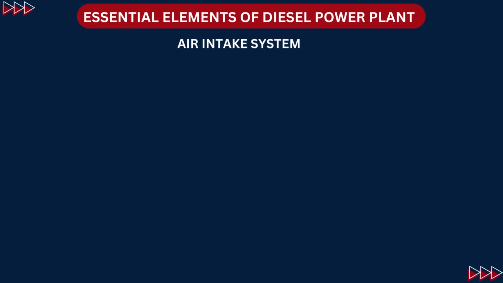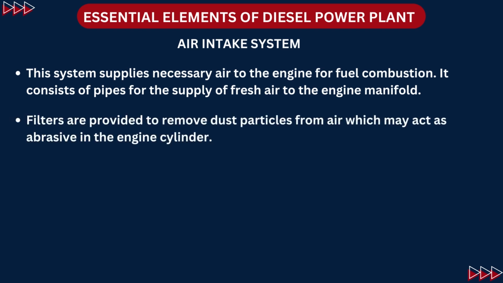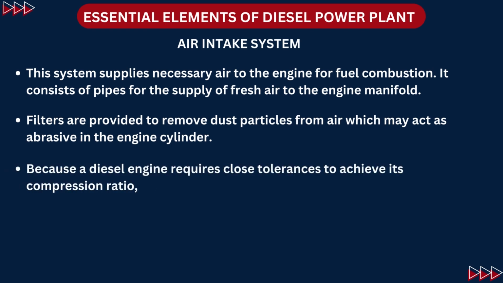Now the air intake system. This system supplies the necessary air to the engine for the combustion of the fuel. Generally it consists of a pipe for the supply of fresh air to the engine manifold, and some filters are provided there so that dust particles do not come with the fresh air. Filters will remove dust particles from the air, because these dust particles may act as an abrasive in the engine cylinder. As a diesel engine requires close tolerances to achieve its compression ratio, we have to supply an adequate amount of air there.